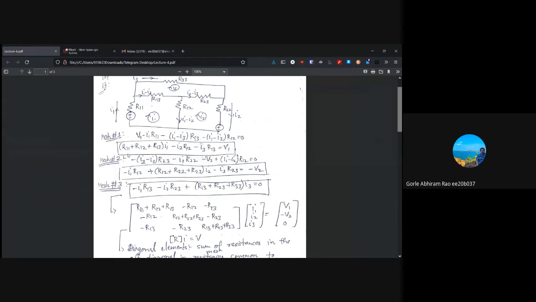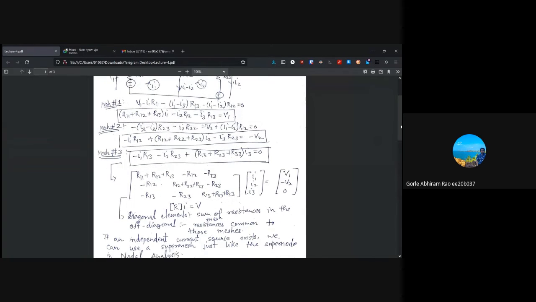If you look at mesh 1, it will just be V1 minus I1 R11 minus (I1 minus I3) into R13 minus (I1 minus I2) into R12. So similarly, we can write equations for other meshes too. And so we'll have three equations basically.